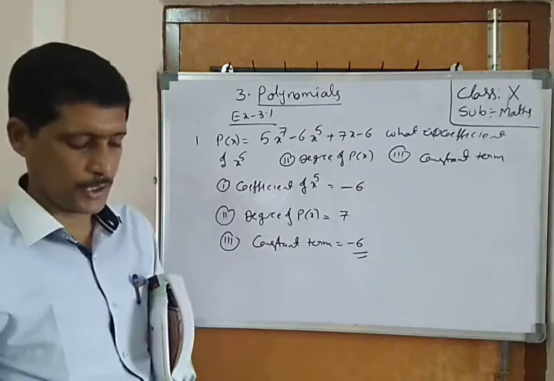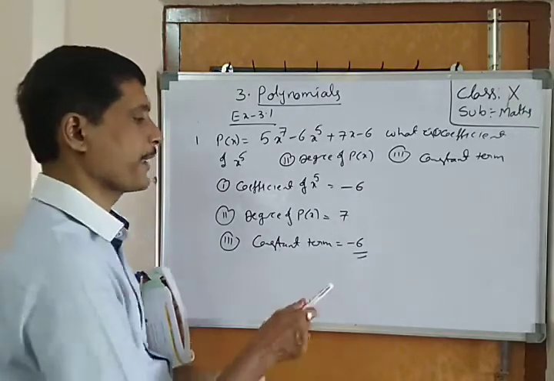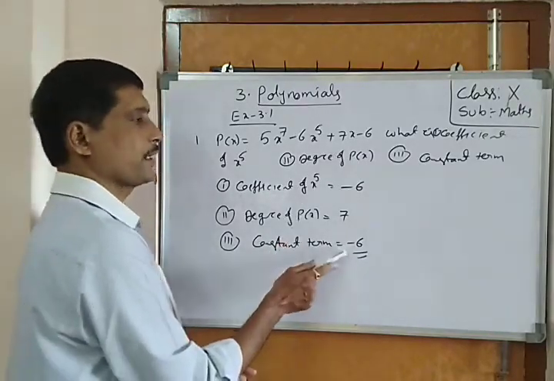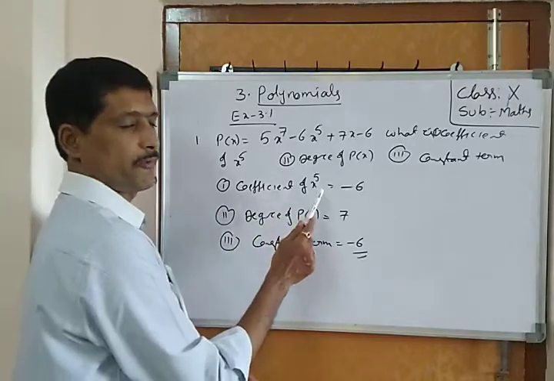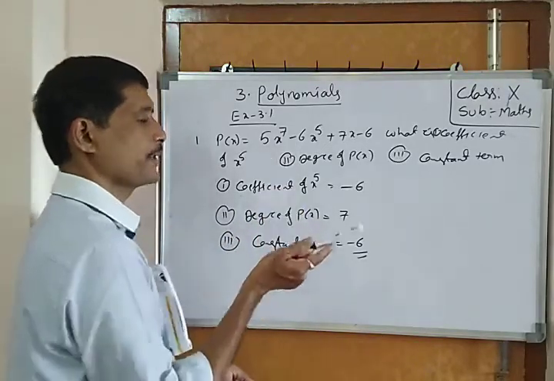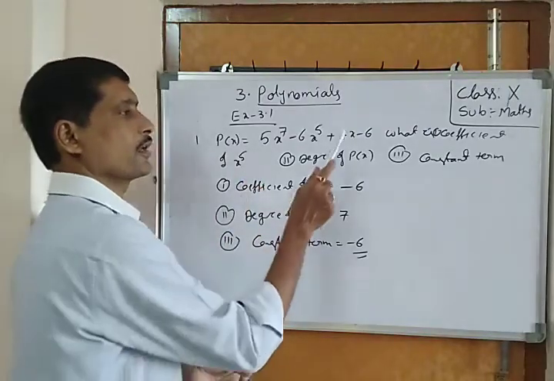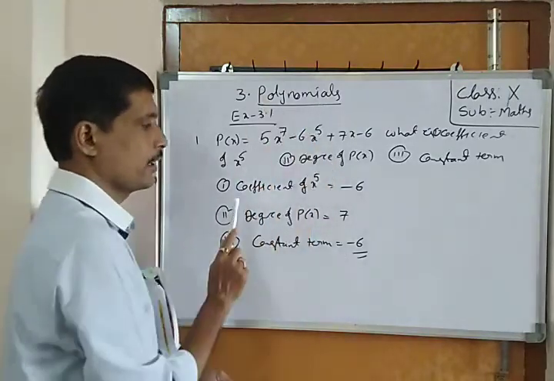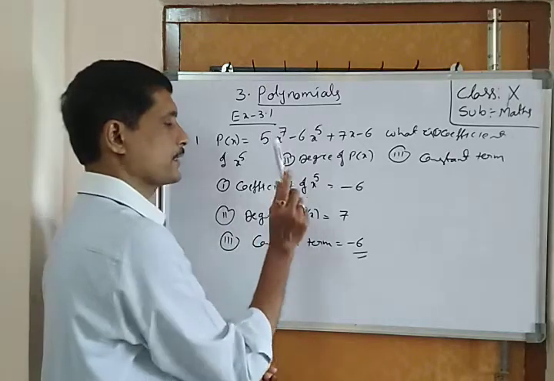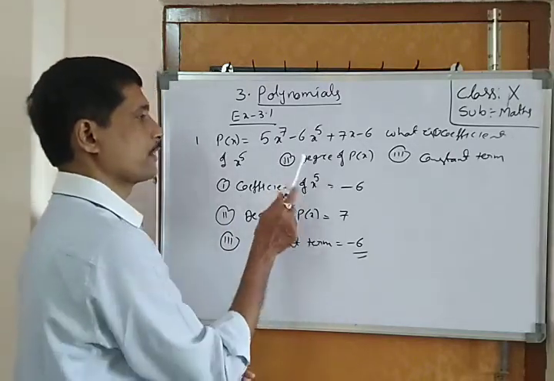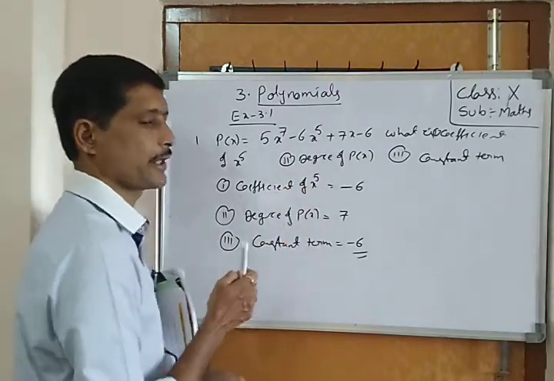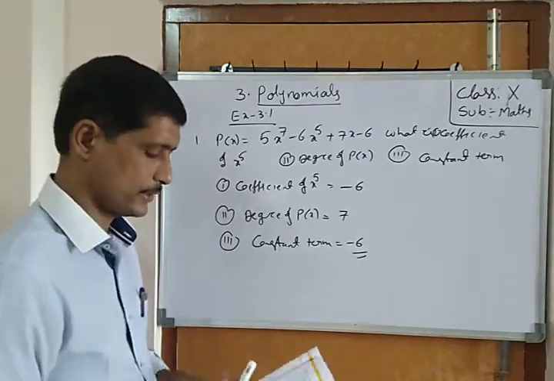Compulsorily write the sign also, it is important. If you write only plus 6 here, that is wrong. Therefore the coefficient of x power 5 is minus 6. If you are asked the coefficient of x power 7, that is 5. If you are asked the coefficient of x, that is 7. Coefficient of x power 5 equals minus 6. Next, degree of p of x equals 7. Next, constant term equals minus 6.